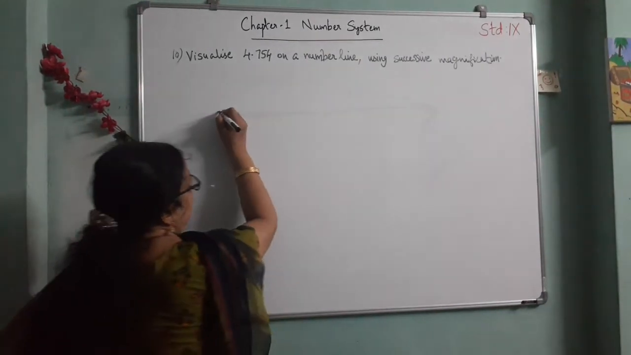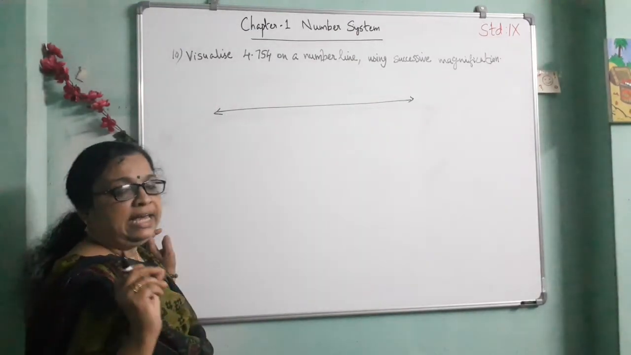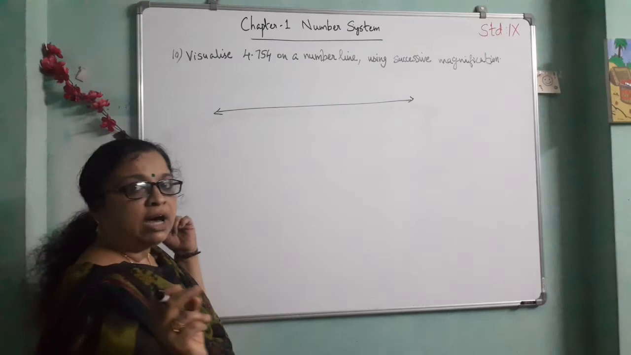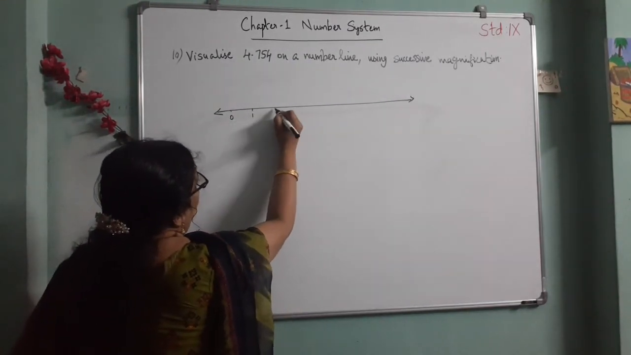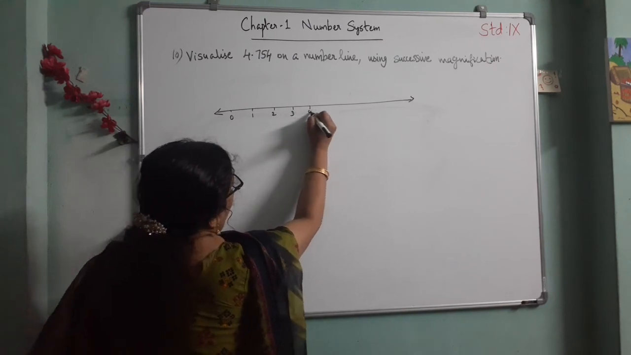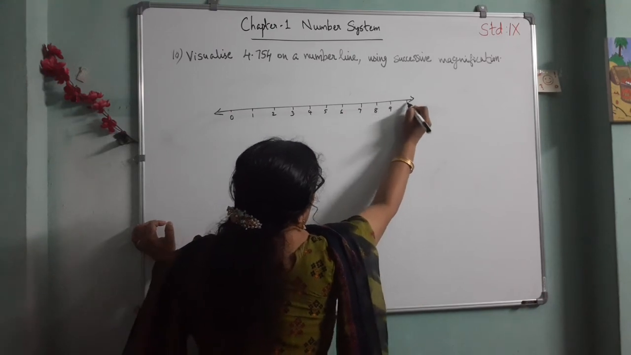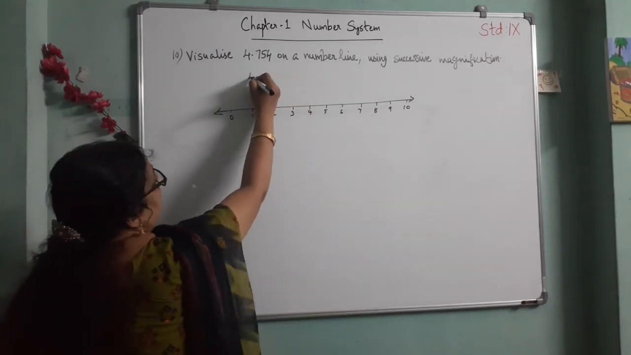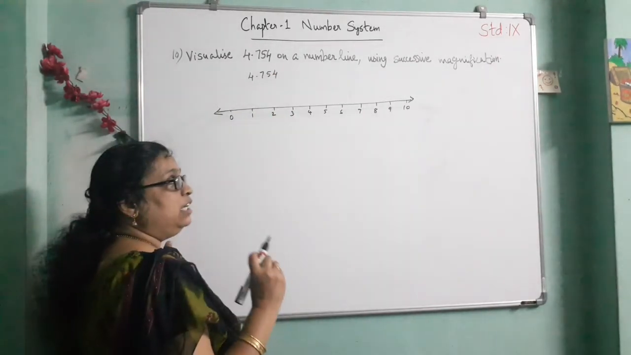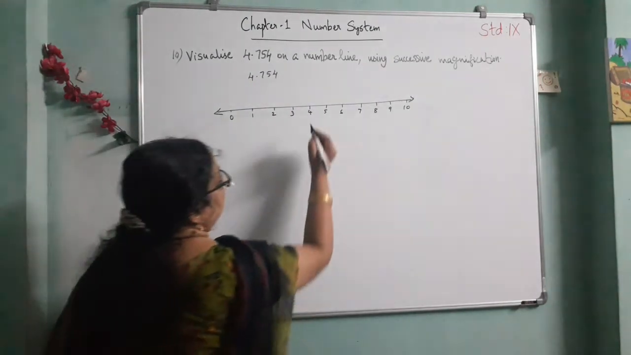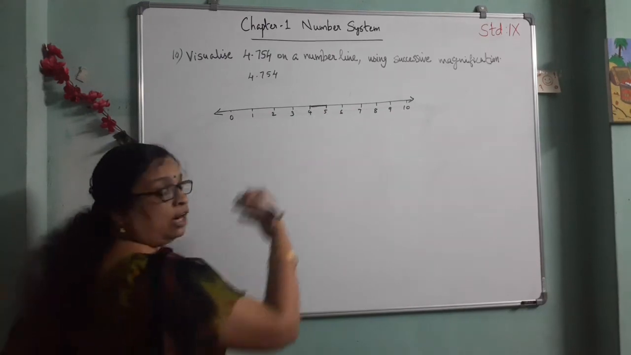So we draw first a number line. When you draw, use a scale and pencil, and with a scale you mark the points also. So here 0, then 1, 2, 3, 4, 5, 6, 7, 8, 9, 10. Then our number is 4.754, 4 point something, that is, it is between the whole numbers 4 and 5. So here 4, here 5, so that is this line. So this line we want to magnify.